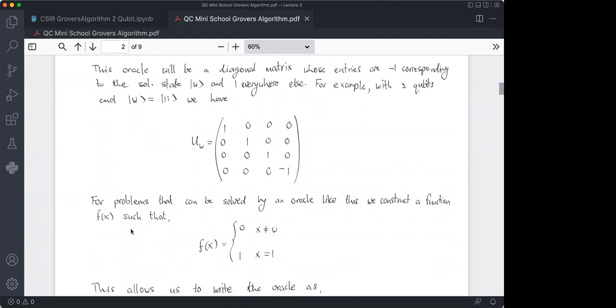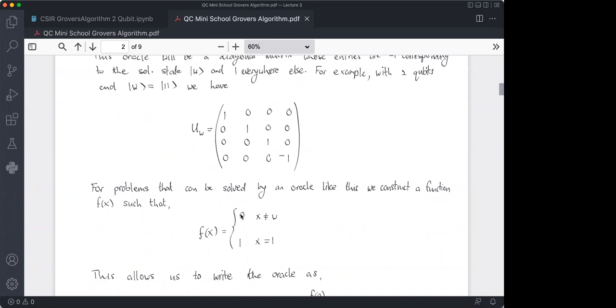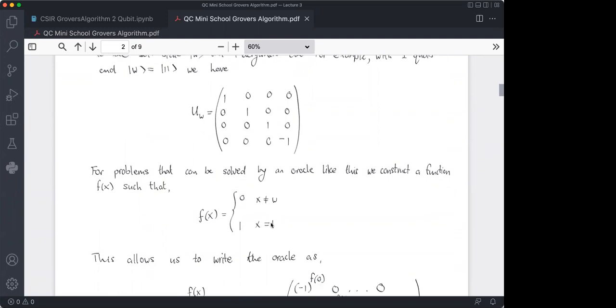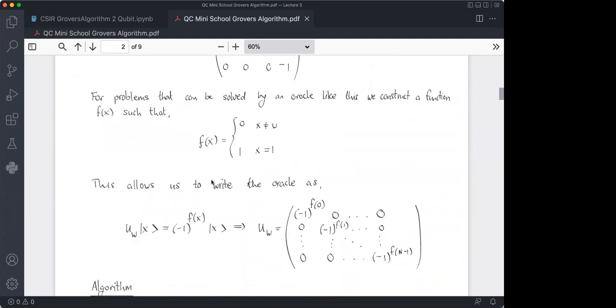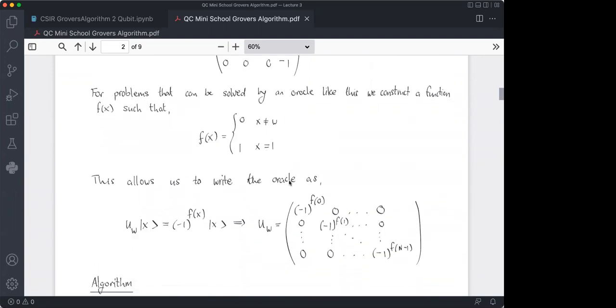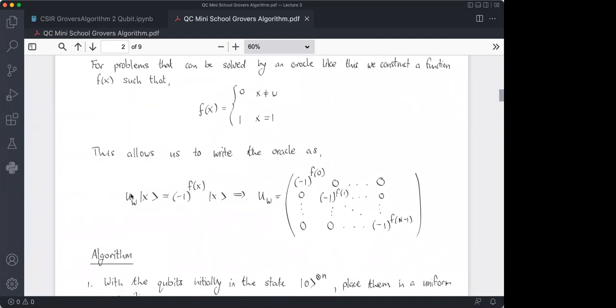For problems that can be solved by an oracle like this, we have to construct some function f of x such that it's 0 when x is not the winner state, and 1 when it is the winner state. So this should be x is equal to w. That's just a typo. This allows us to then write our oracle in the following way. We can write this unitary operator acting on our computational basis states as (-1) to the power f of x, acting on x.